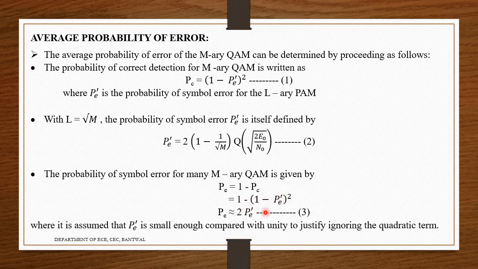But I am making it cancel, because we assume that P dash is small enough compared with unity to justify ignoring the quadratic term. So if you expand it, you get 1 minus 1 minus 2P dash plus P dash square. To remove the quadratic term, I'll just write it as minus 2P dash. So minus into minus gives plus, the 1 and 1 get cancelled, so we do not require the quadratic term. What I am telling is that the probability of error for QAM is twice what we do for PAM, as I told before. This is for one dimension. For two dimensions, I can multiply by 2.